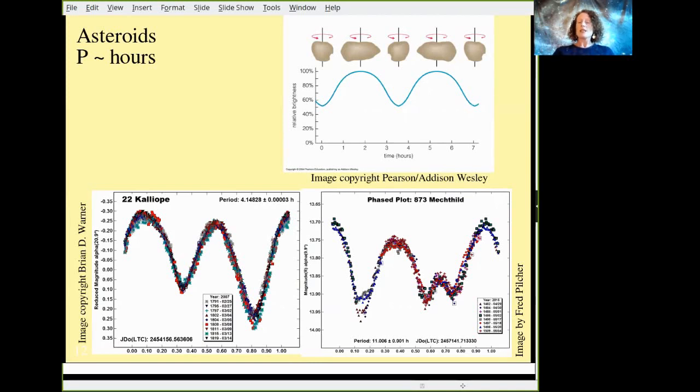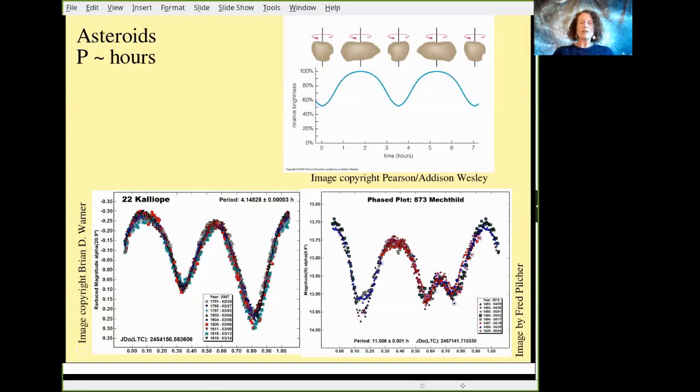If we see a larger cross-section, that's going to reflect more sunlight toward us, so the asteroid will appear brighter. And then as it rotates around and we see a smaller cross-section, that will reflect less sunlight towards us, so the asteroid will look dimmer, and so on. As the asteroid rotates, we can see the change of brightness. It'll be a nice repeatable pattern, and we can determine the rotation period of the asteroid.